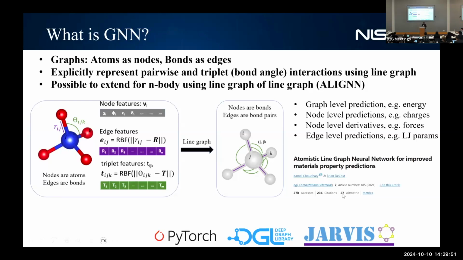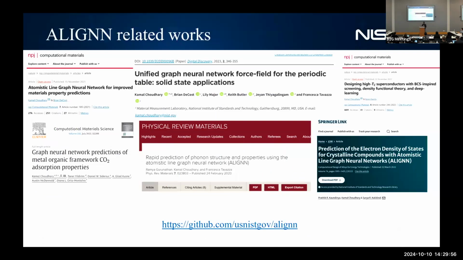So it was published in 2021. It's a very highly cited paper right now. And you can see this work was used for several projects, such as property prediction. We were also one of the first unified force field graph neural network force field developers, especially for solid state materials, based on JARVIS DFT data, for designing superconductors, carbon capture materials, phonon density of states, electron density of states, and so on. It's available on the US NIST websites.